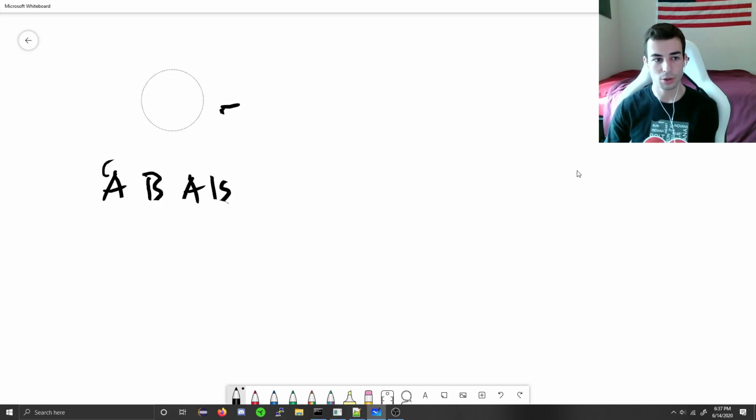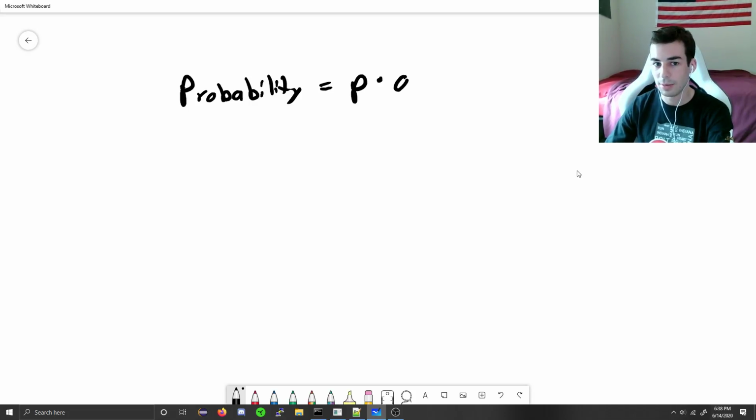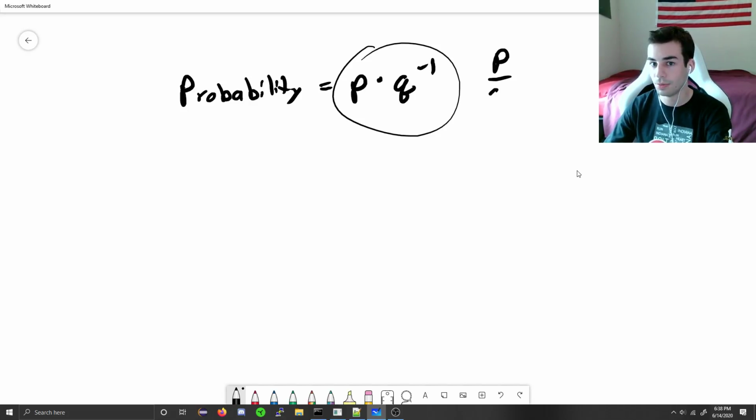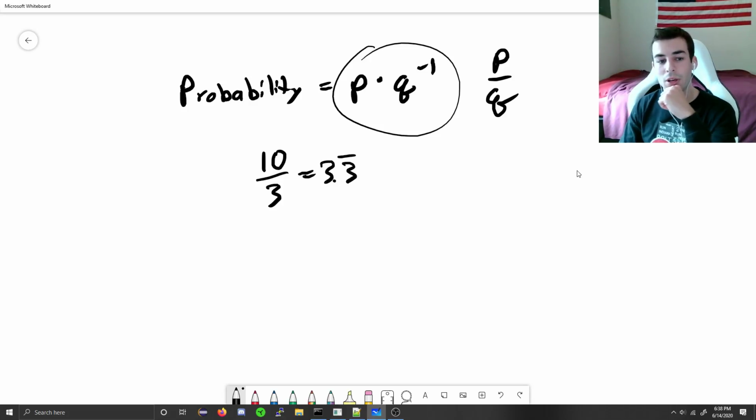The last thing I'd like to talk about is how to do these p times q inverse problems. So in a lot of Codeforces problems, they'll ask you to calculate the probability of something happening. And you represent this as some number p times q inverse, where the number this represents is going to be p over q. So some rational number. So maybe the chance of something happening is like 10 over 3. And this is equivalent to, I guess, 3.3 repeating, right? The common way of writing it, I guess, is like that. So this is the number we're representing.